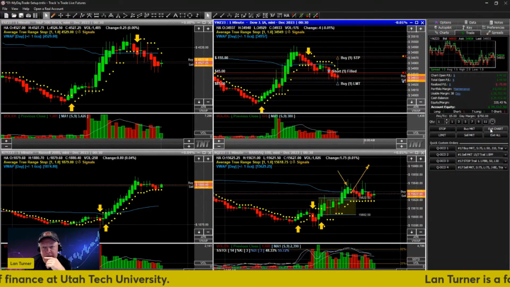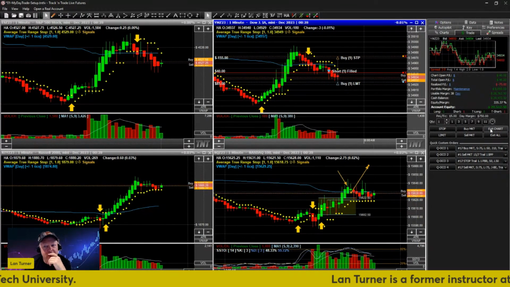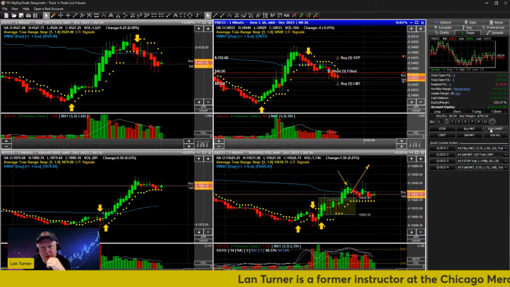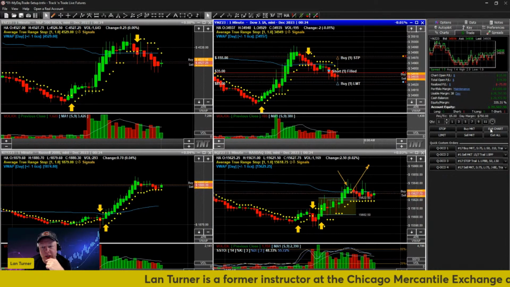Come on, push down there. I think we're going to get a failure here. It doesn't look like it wants to go down. Looks like we've seen as much down as it wants to go.